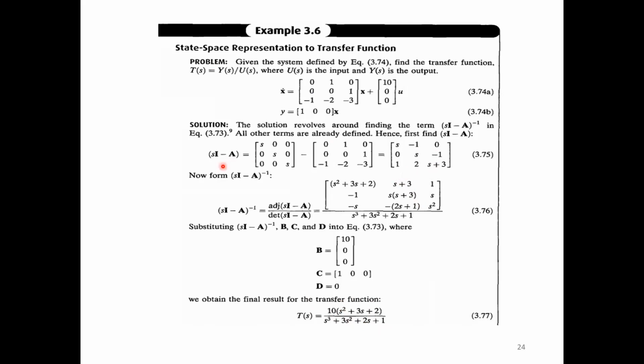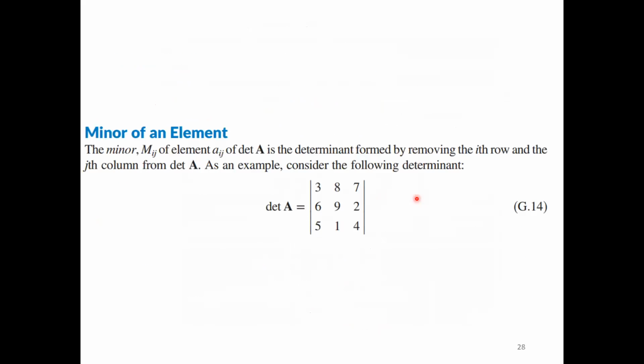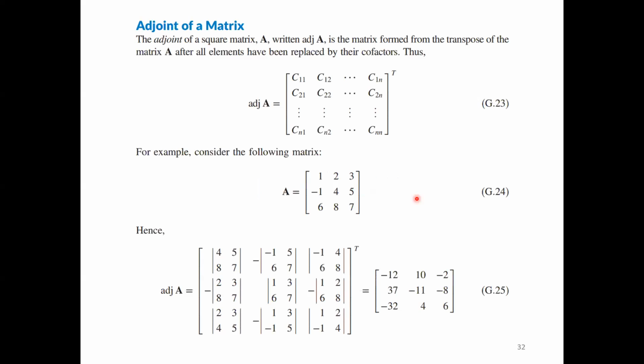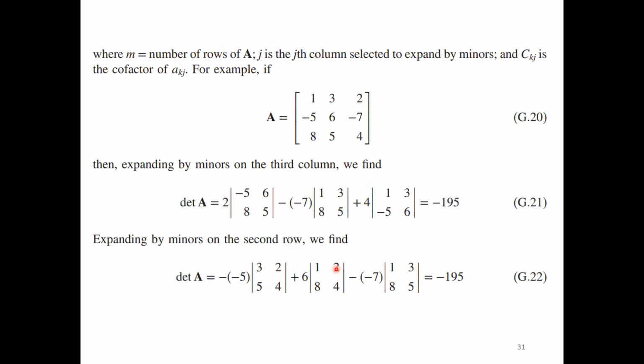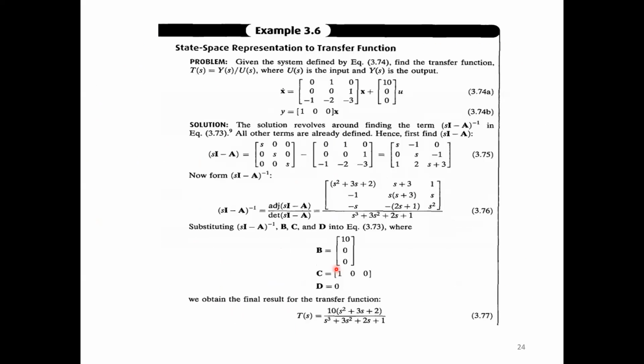So first of all, you have to find the (sI minus A), this one. Now for this, you will have to bring the adjoint matrix. To bring the adjoint matrix, you have to follow this one. Now if you look at the adjoint matrix here, adjoint A, first one, second column, third column, and finally this. So I'm showing you an example of how to solve this one.